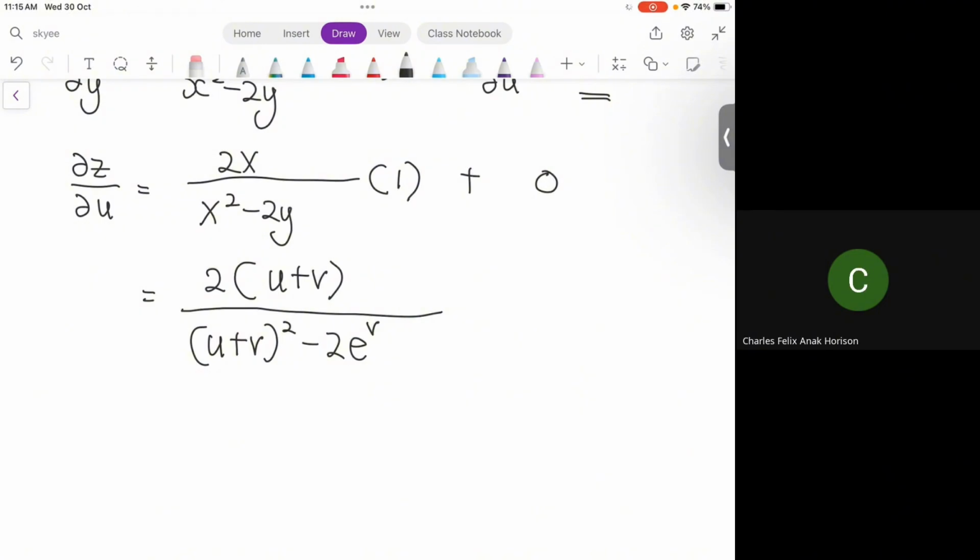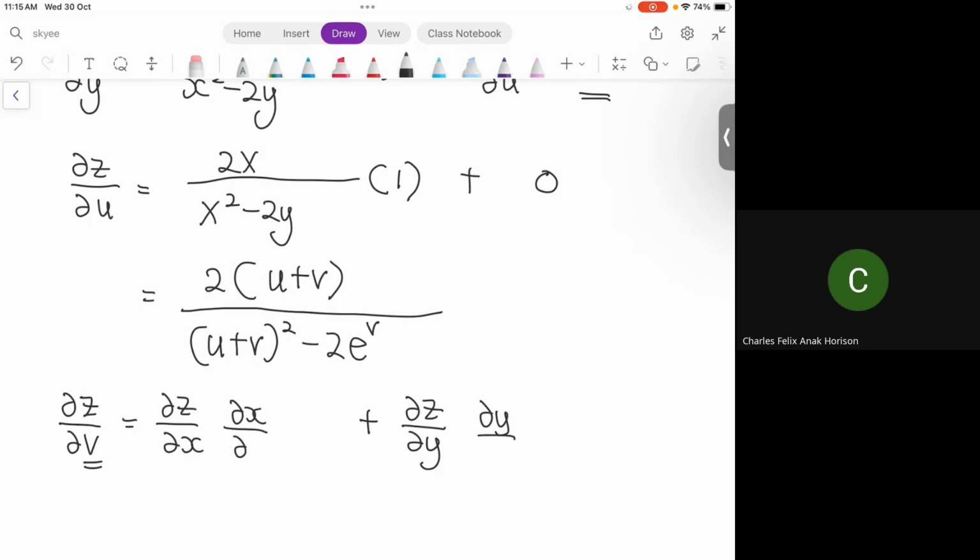Okay, so we move on to the del z, del v. Form the equations. Equation z has two variables, that is the x and y. Alright, two variables. And copy the del x and copy the del y.